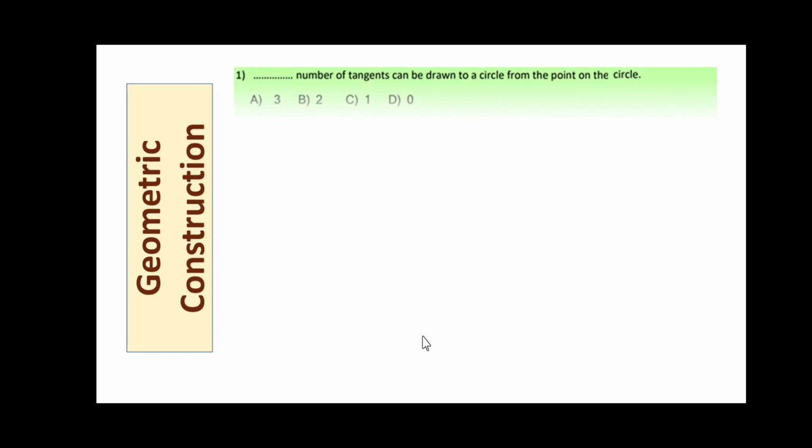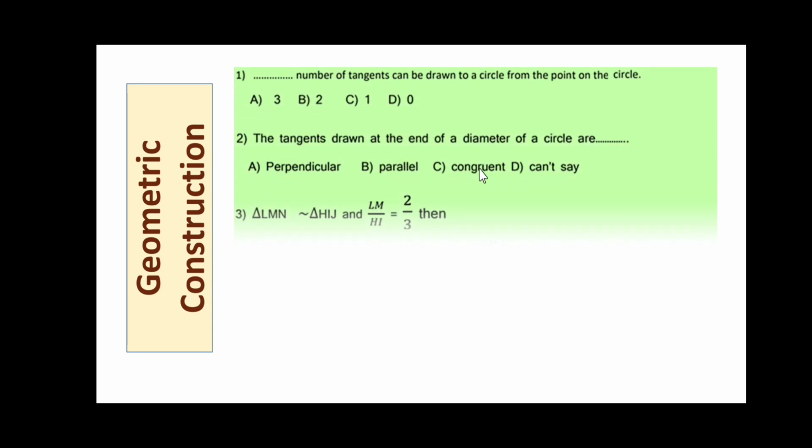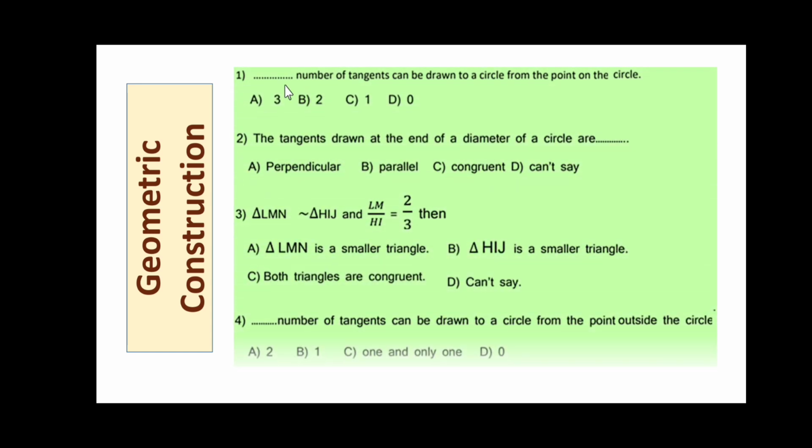Now we'll discuss the fourth topic, geometric constructions. Friends, here we'll see a few MCQs. Number 1, dash number of tangents can be drawn to a circle from the point on the circle. Here the answer is only 1. The tangents drawn at the end of the diameter of a circle are naturally parallel to each other.